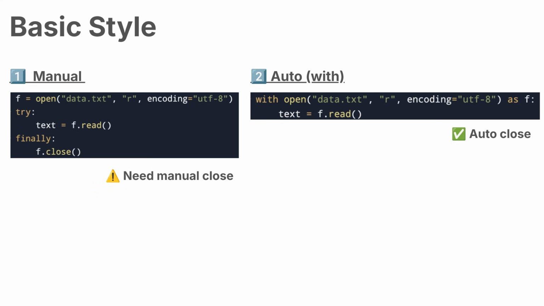Think of with as a smart helper. It opens the file, lets you read or write, and then automatically closes it the moment the block ends, even if something goes wrong. Fewer lines, fewer mistakes, safer by default. From now on, use the with style for reading, writing, and appending, just change the mode. If you ever need special control, you can still use the manual pattern, but for everyday work, with is the clean professional choice.